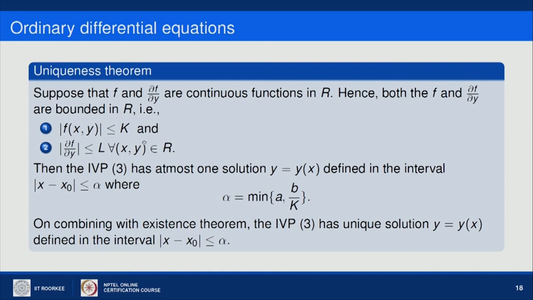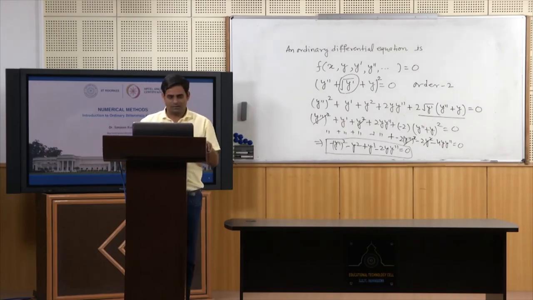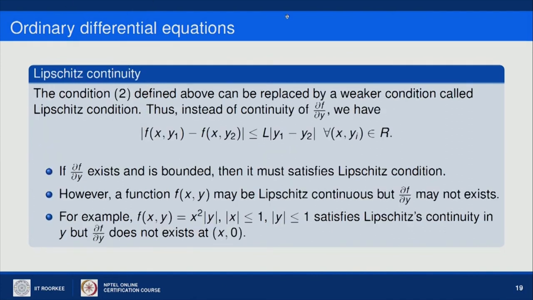So, it means, as I told you, if I combine it with the existence theorem, the solution will be unique. There exists a unique solution if f is continuous and del f over del y is continuous in a closed rectangle. However, we can replace the condition that del f over del y is continuous and bounded in the given rectangular domain by a weaker condition. We can replace this condition, and the weaker condition is called the Lipschitz condition.